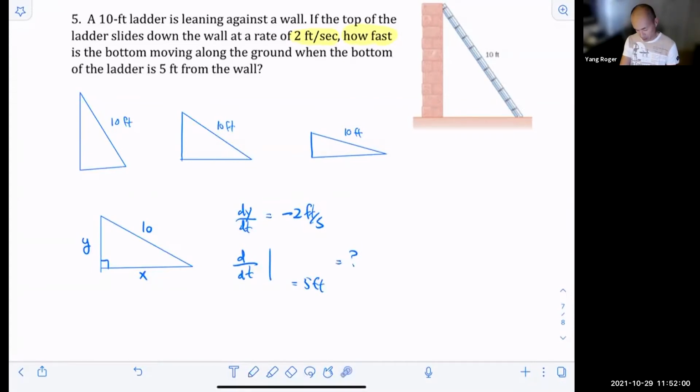What is it that I'm looking for here? D what dt? Just tell me the letter to write here. Dx dt is right, Leah. And do I want to put an x here or a y here? X is correct as well, Leah. Right, because how far I am from the wall, that's measured by the bottom of the ladder. That's the dx. So this is our setup.